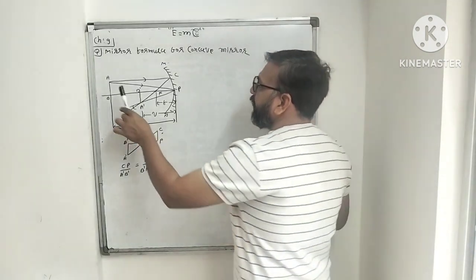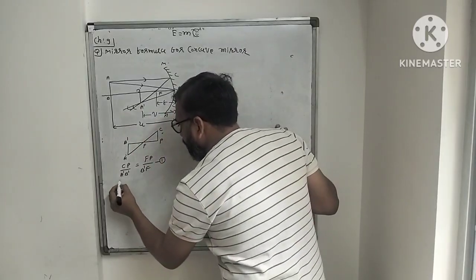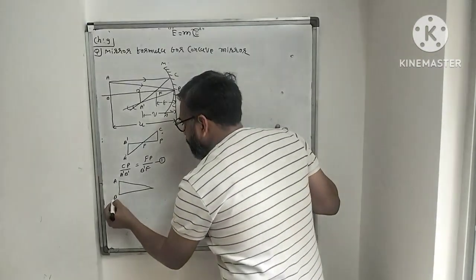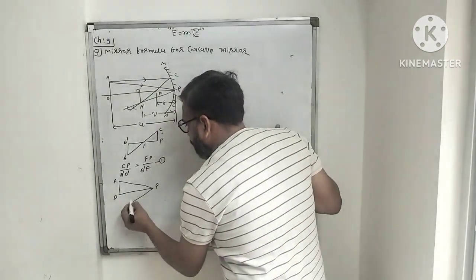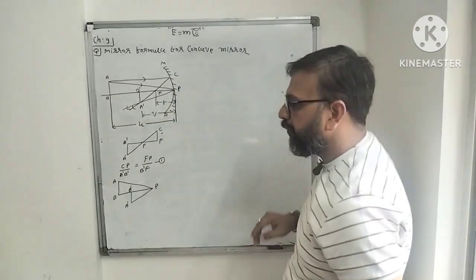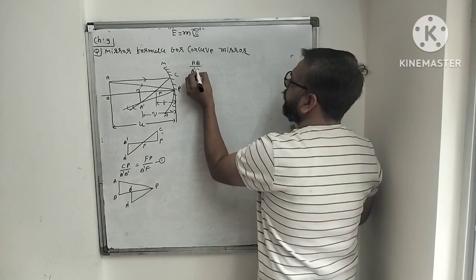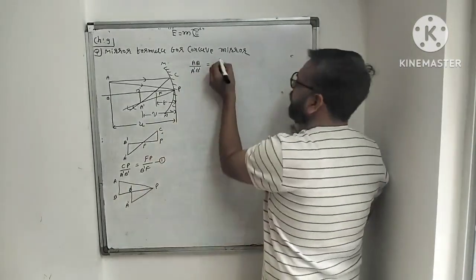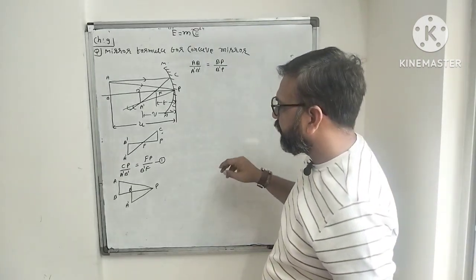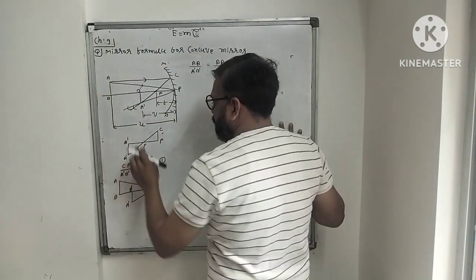Similarly, another triangle, ABP and A dash B dash P, are also similar. So we can write AB upon A dash B dash equal to BP upon B dash P. Make this equation number 2. Clear?